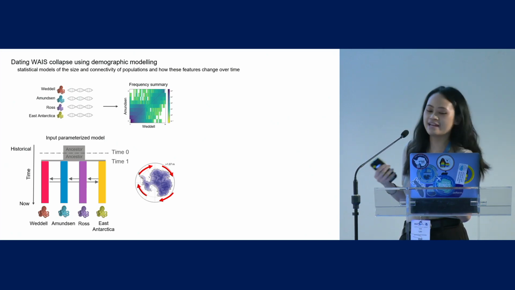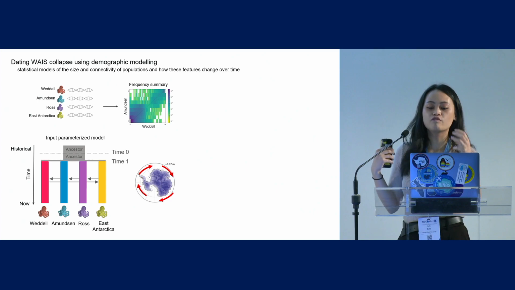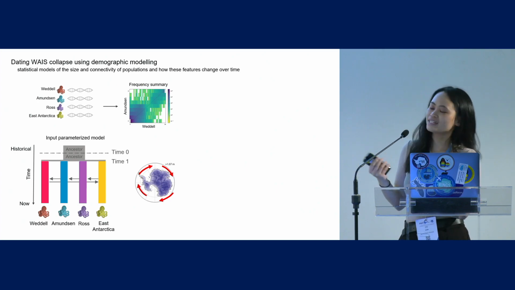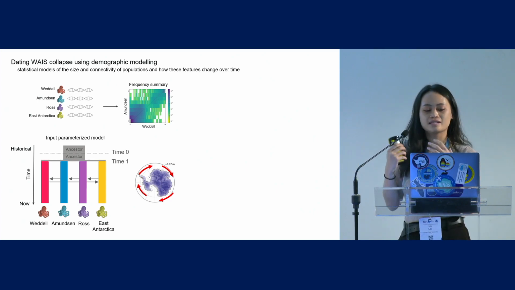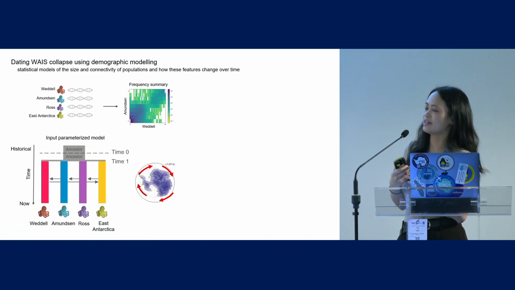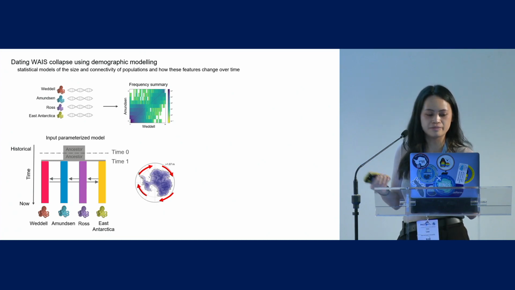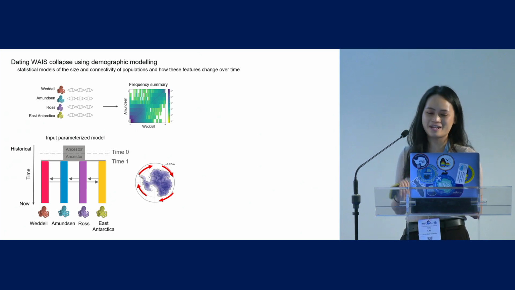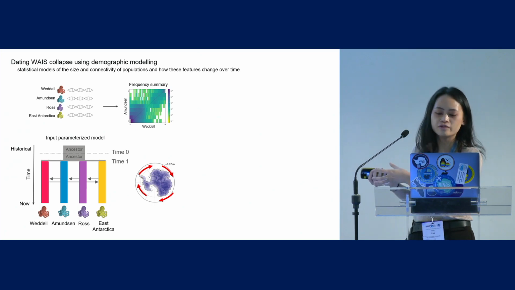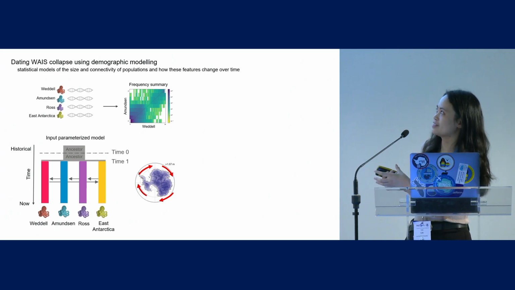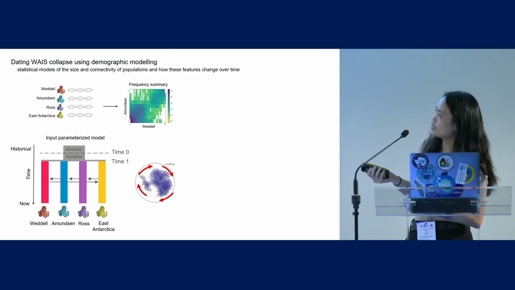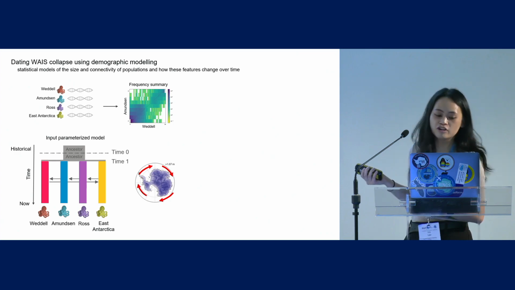The gray represents the ancestor of Weddell, Amundsen, Ross, and East Antarctic populations. I asked the model to consider that at a certain time in the past, the ancestor can experience a size change at time 0. Then I asked the model to consider that the Weddell, Amundsen, Ross, and East Antarctic populations get split into their own populations from the same ancestor at time 1. Then each of the populations here is represented by the different colors.